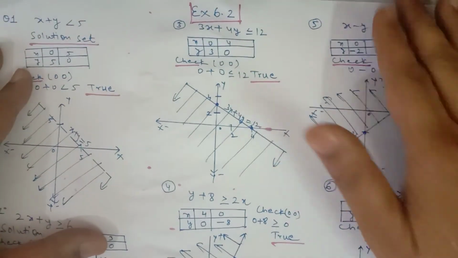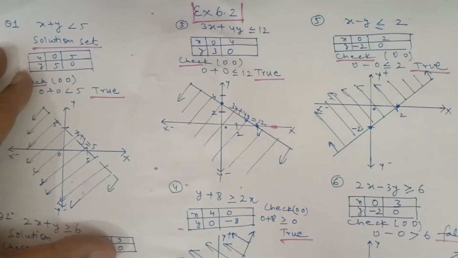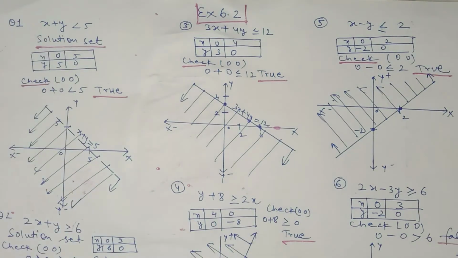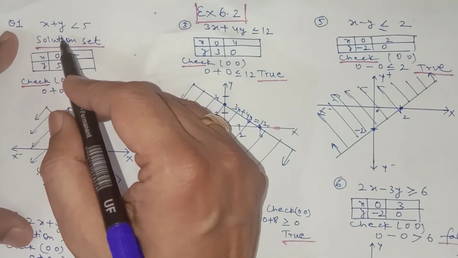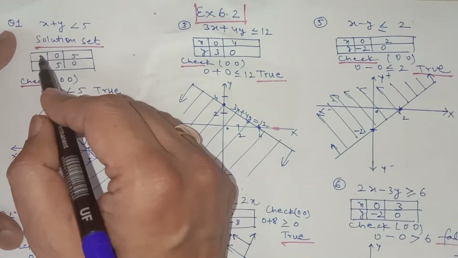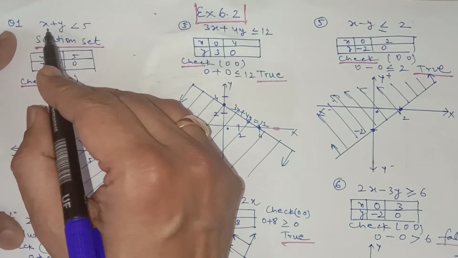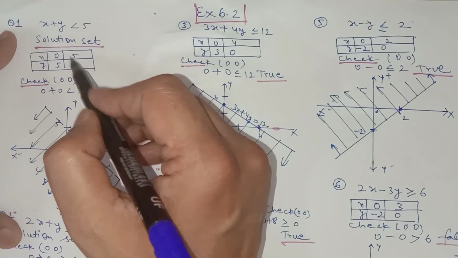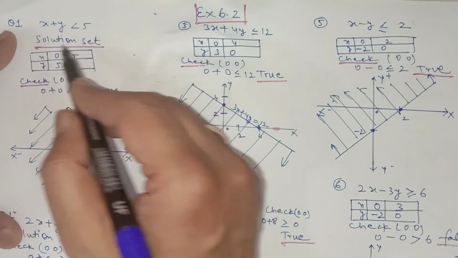Now this concept is based on exercise 6.2. In question number 1, x plus y is less than 5. See it very carefully, it is less than 5. Now find the solution set of this by drawing the solution set box. Consider the value of x as 0. So the value of y will be 5, considering this as an equation. Then put the value of y as 0, the value of x will be 5. This is the solution set.